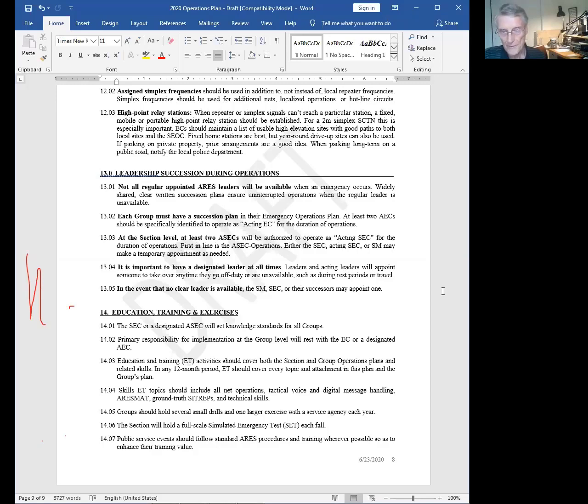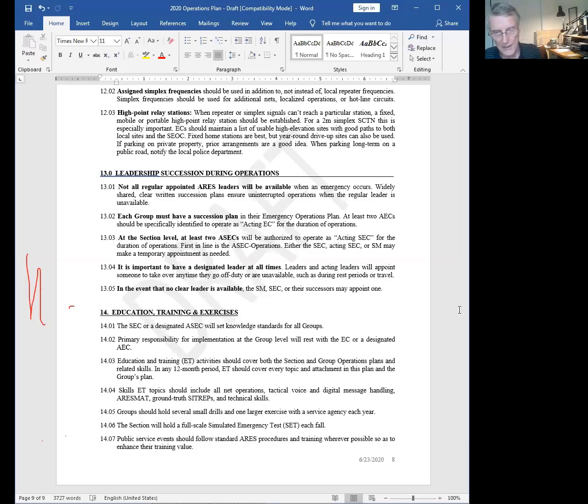And that's important because they have other resources that may prevent us from being swamped. They may have other ways to solve problems. And the last section here, of course, is education, training, and exercises. And this kind of sets out the training program. The section level sets the standards and everyone else trains to the standards. It's basically the bottom line.